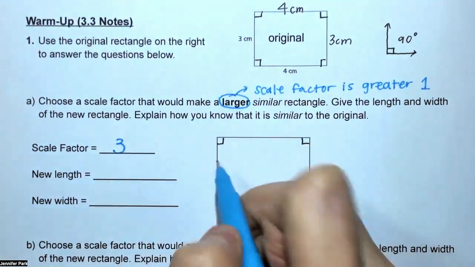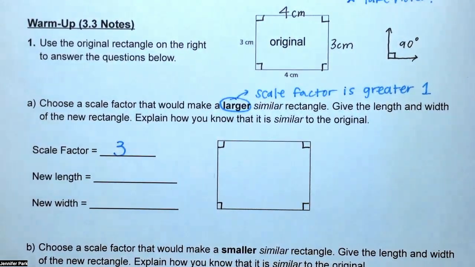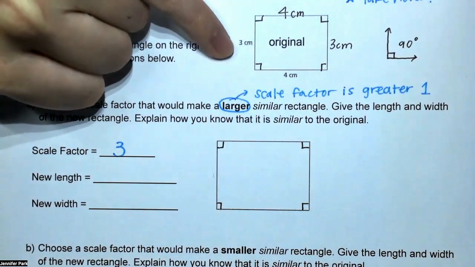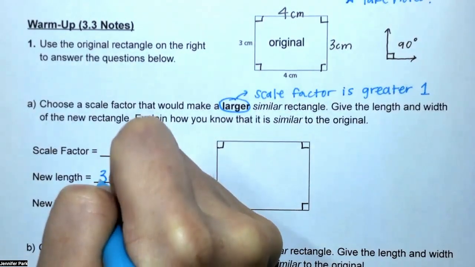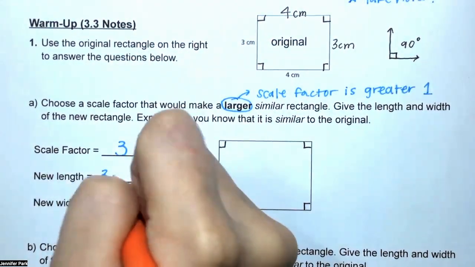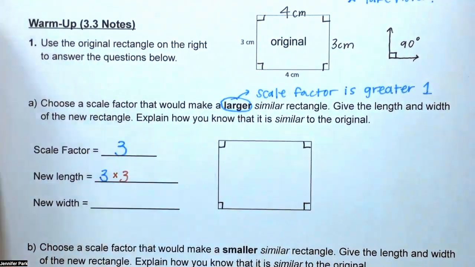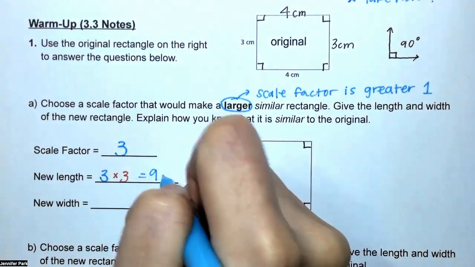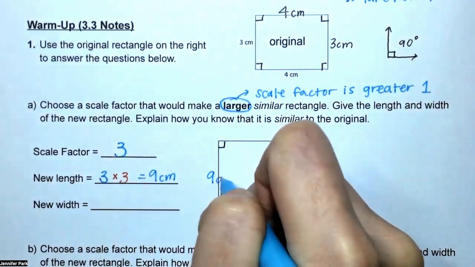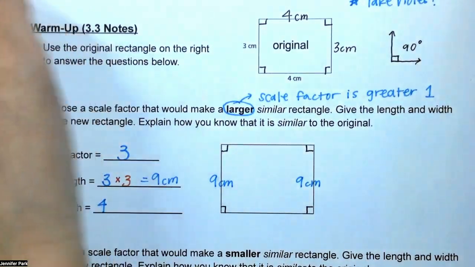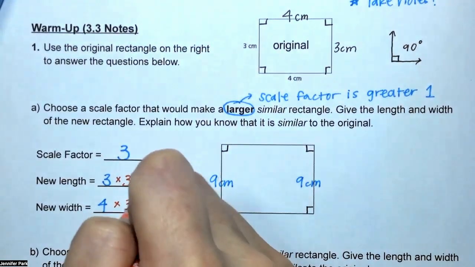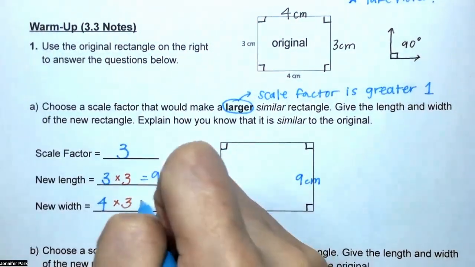So then the length of this new rectangle is going to be found by multiplying the original 3 centimeters by the scale factor of 3. And that's going to give me 9 as my new length. And then the width of the original rectangle is 4, so I'm going to multiply that also by scale factor 3, and that gives me 12.